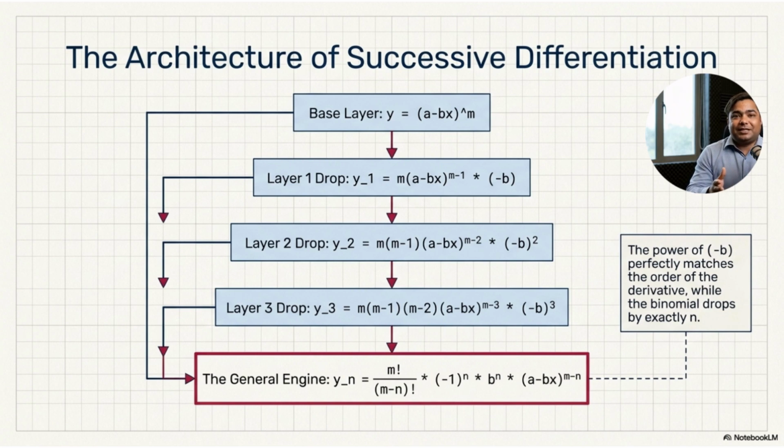multiplied by (a minus bx) raised to the power m minus n. This general formula is useful when we need the derivative many times. Instead of differentiating step by step repeatedly, we can use the pattern directly. The key idea is this: successive differentiation is not random, it has an architecture. The power decreases in a predictable way, and the chain rule contributes the repeated factor from the inside function.